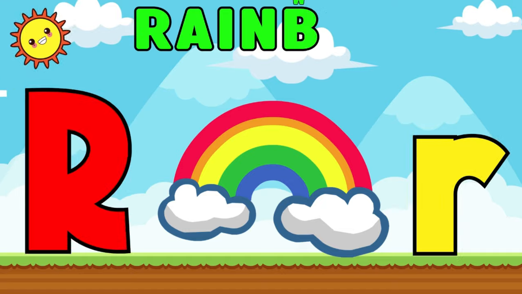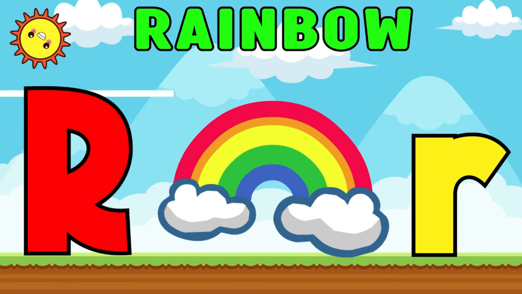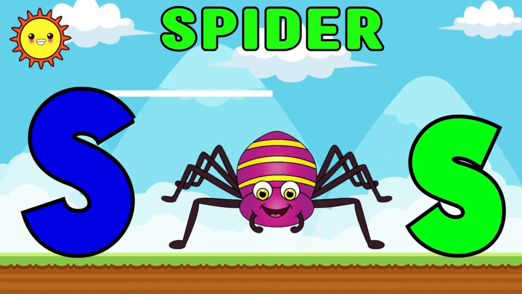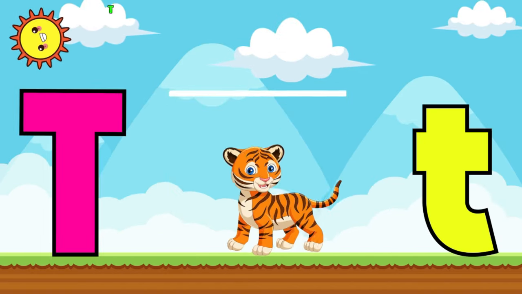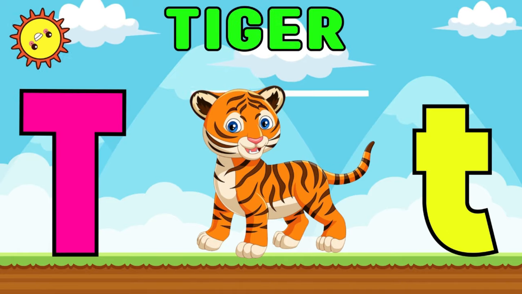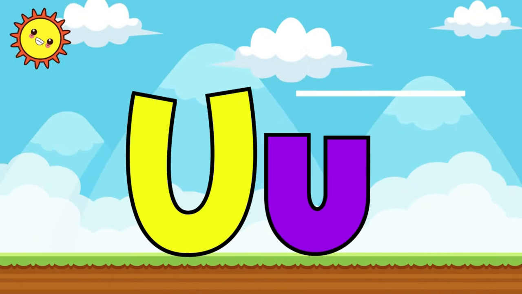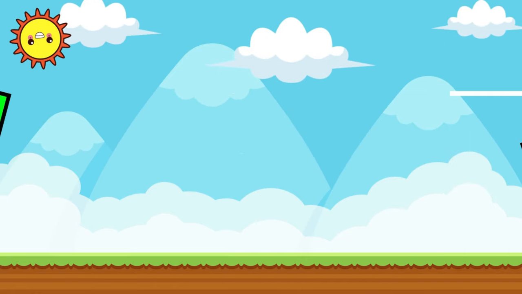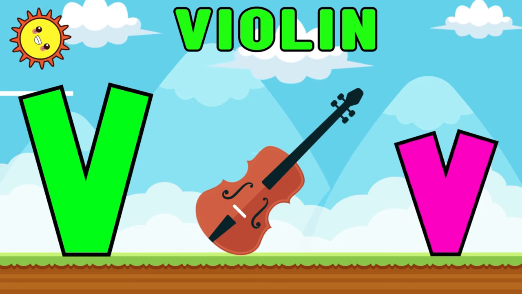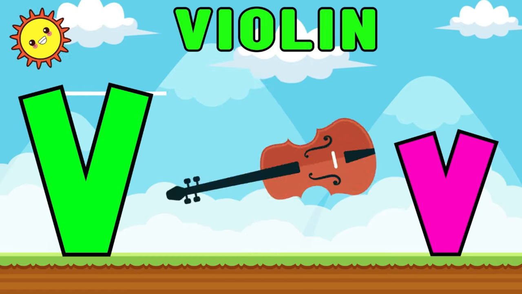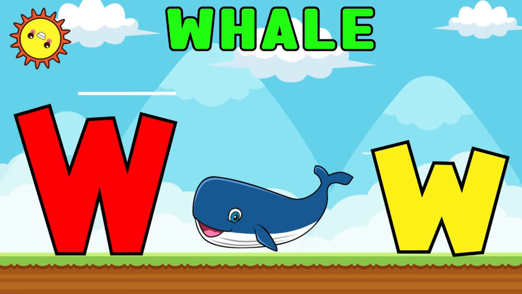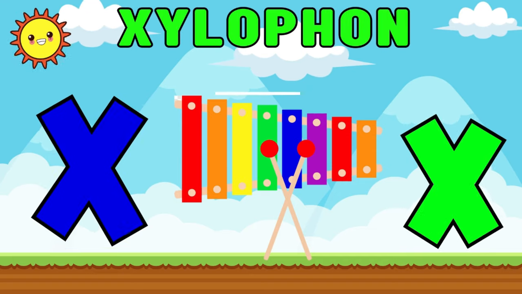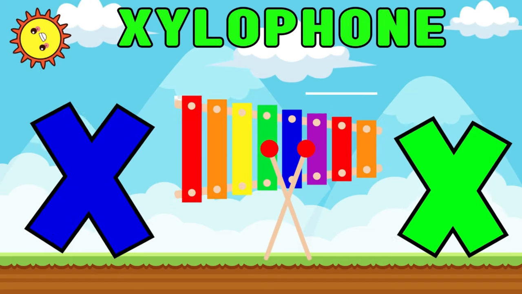R is for rainbow. R, r, rainbow. S is for spider. S, s, spider. T is for tiger. T, t, tiger. U is for umbrella. U, umbrella. V is for violin. V, v, violin. W is for whale. W, whale. X is for xylophone. X, x, xylophone.